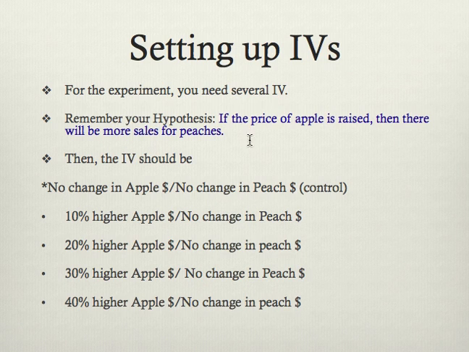Usually people say, oh, I'm going to have a $10 increase on the apple, then compare with the control, but that's not how you should do the experiment. The experiment should have at least 3 to 5 independent variables. So the first independent variable will be the control: no change in the apple's price, no change in the peach's price. Then I will gradually change the apple's price, and see how much of an increase it takes to affect sales, and at what point.